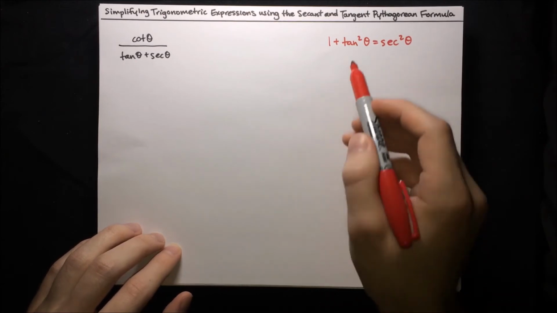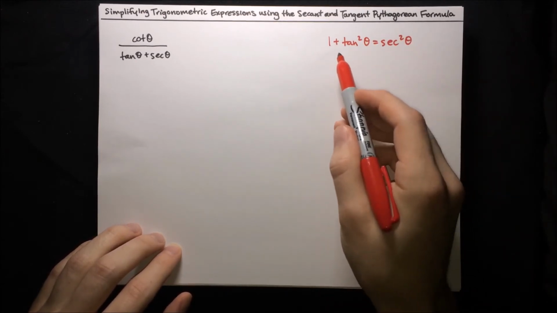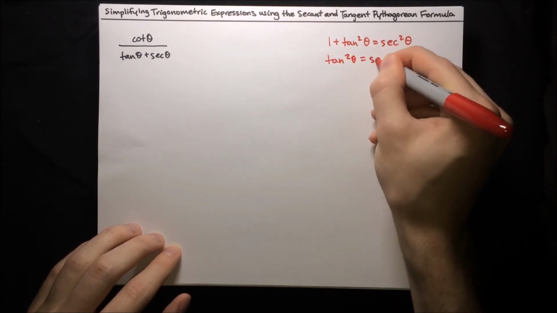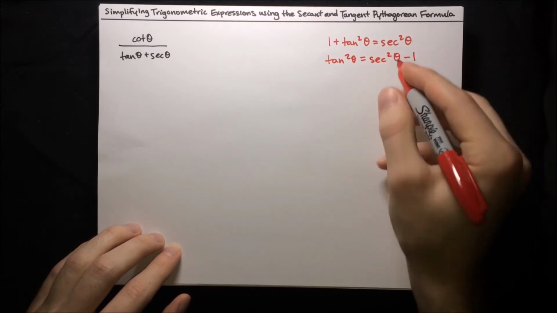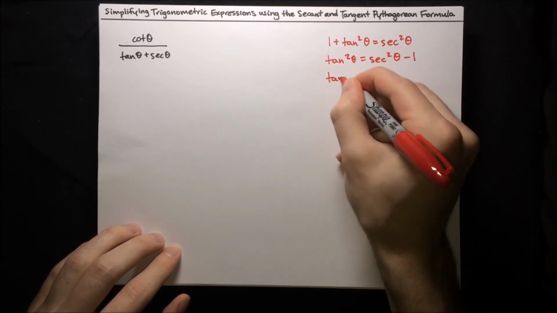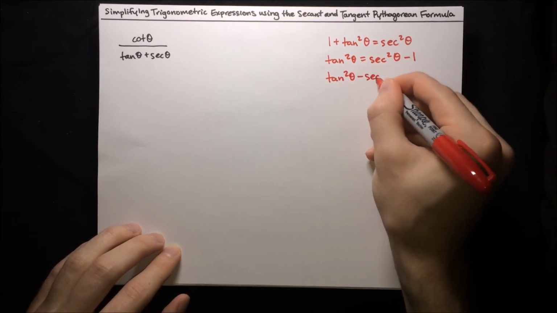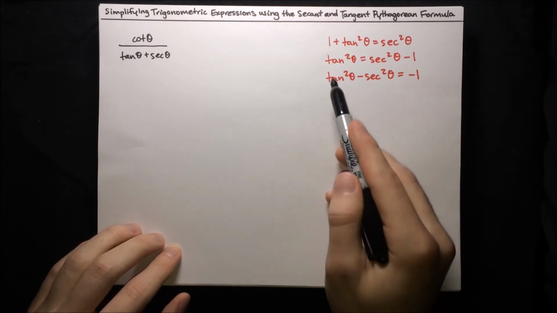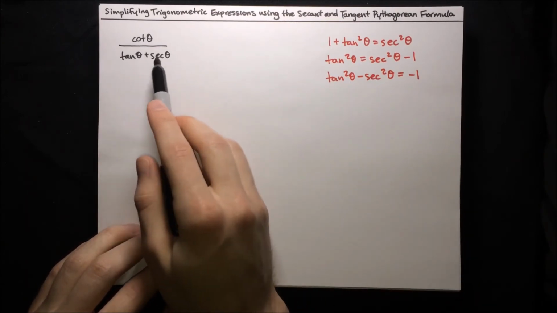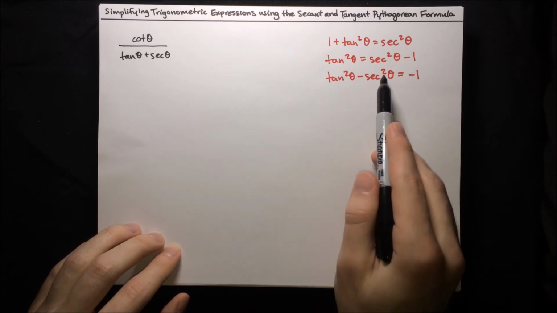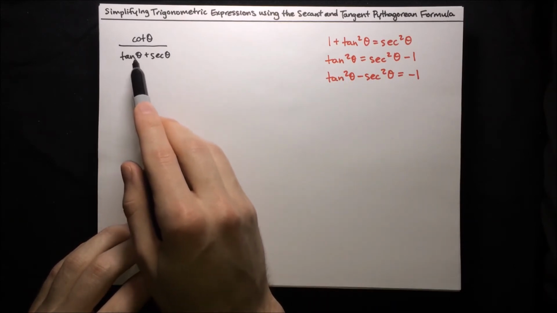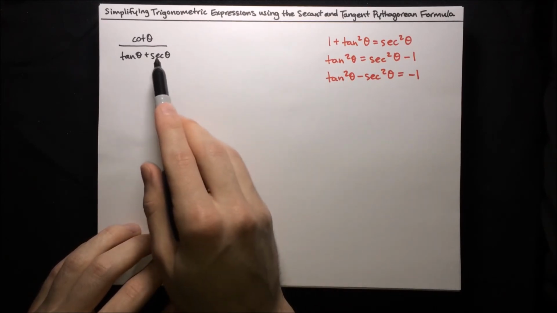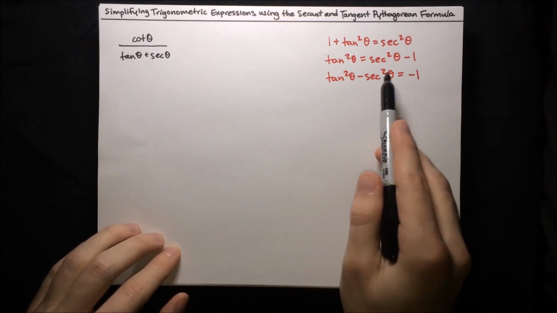So to put tangent and secant on the same side of the formula, let's start off by subtracting 1. We'll get tangent squared equals secant squared minus 1, and then we'll subtract secant squared. So we get tangent squared minus secant squared equals negative 1. Okay, so now we've got tangent and secant on the same side, but these expressions are a little bit different. This is tangent squared minus secant squared, whereas the denominator is tangent plus secant. So is there any way that we can reconcile this difference here? Is the denominator part of this expression in any way?